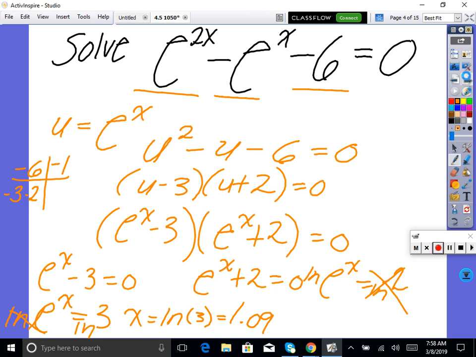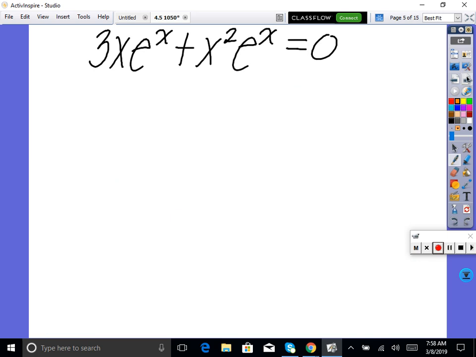Awesome. Well, it's just a solution we threw out. Okay. All right, so looking at this one is a little teeny bit tricky. So we have 3x e to the x plus x squared e to the x equals 0. I would write this one down for myself.